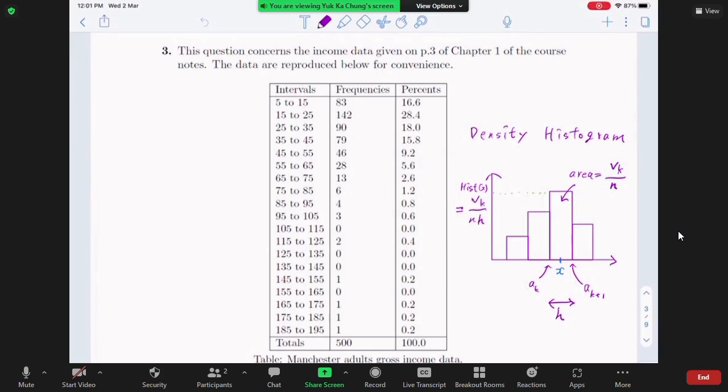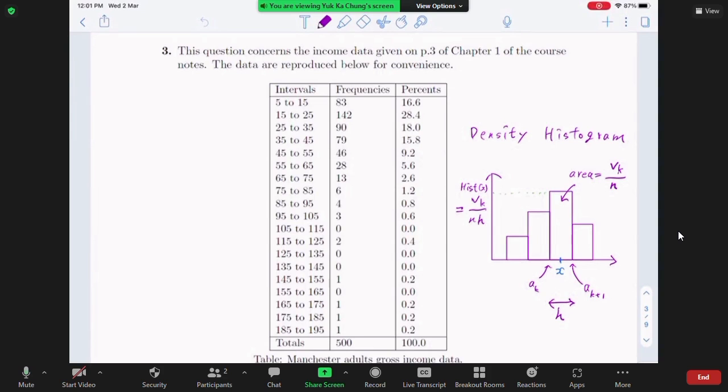Now, we need to determine the height of the rectangle if we want to draw it. For a rectangle, the area is equal to the width multiplied by the height. Therefore, the height of the rectangle will be equal to the area divided by the width. So that's why we have this formula: the height of the rectangle above each class interval is equal to the frequency divided by the sample size multiplied by the width of the class interval.